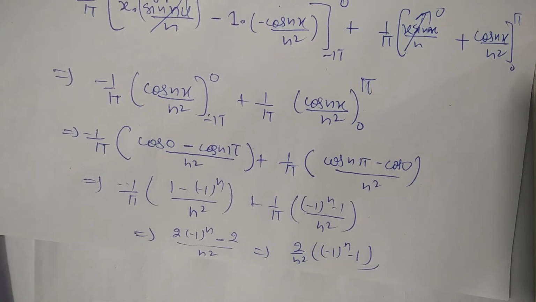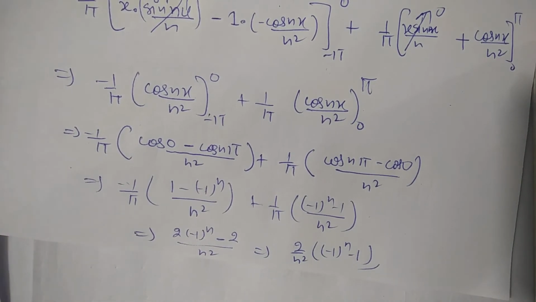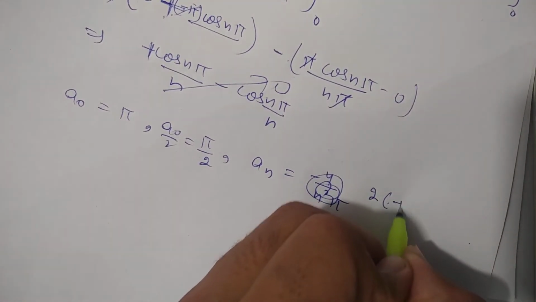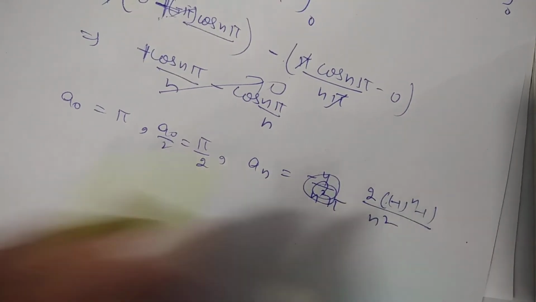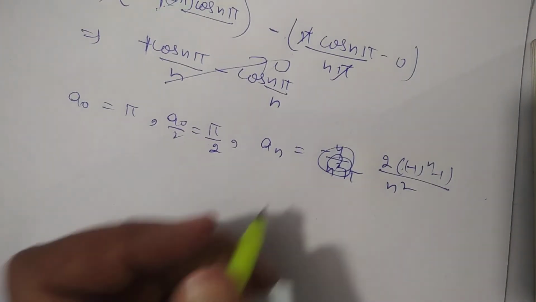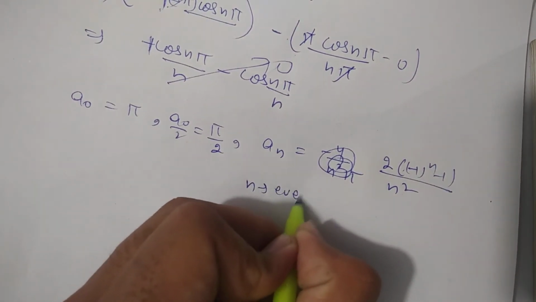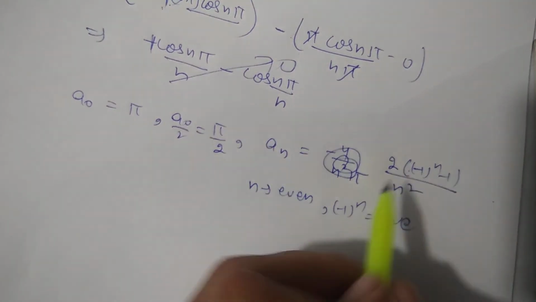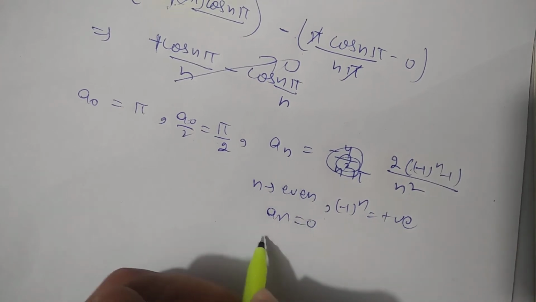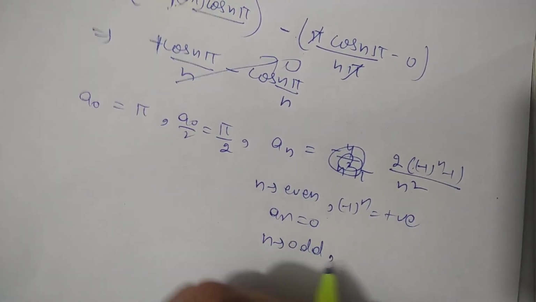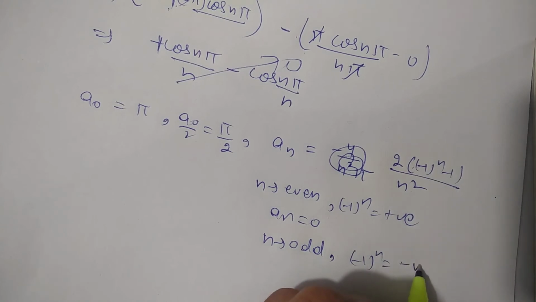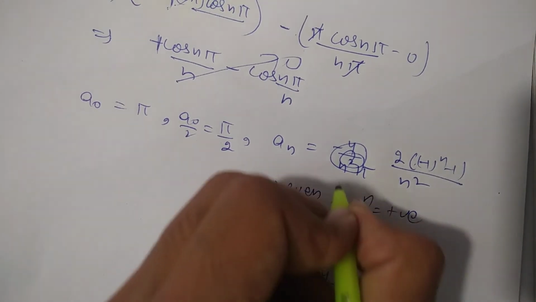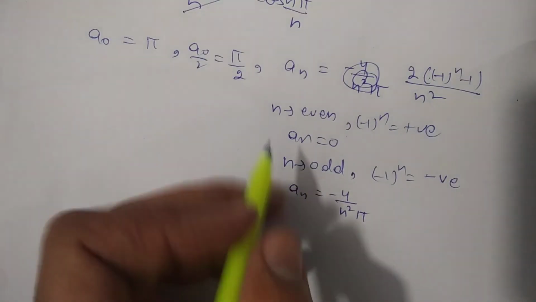That is 2 bracket start minus 1 power n minus 1 divided by n square. So students, to get the value of an, if I put n as an even number, then minus 1 power n will be a positive term, so this whole value will cancel out, so an will be 0. If n is an odd term, then minus 1 power n will be negative only, so this whole value will become an equals minus 4 by n square pi. So I wrote it directly, but the answer is the same as I had explained to you.